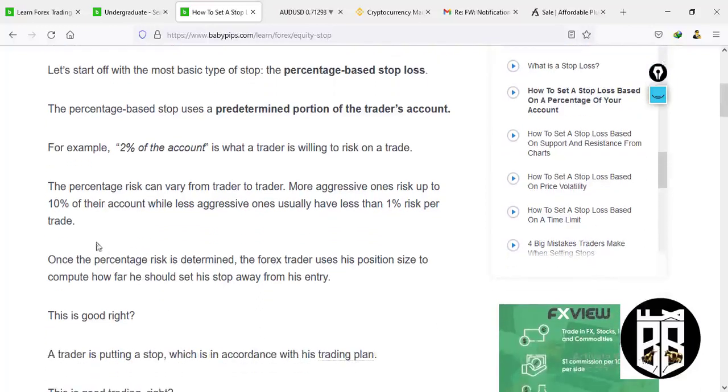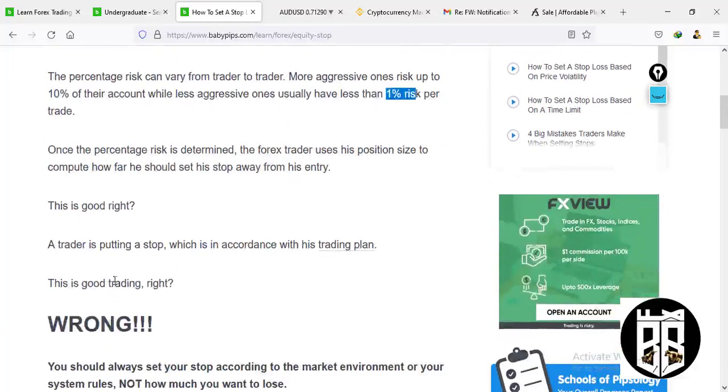Now mind you, some aggressive traders risk up to 10% of their account, while some less aggressive traders risk only 1% of their account per trade. So once the percentage risk is determined, the forex trader uses his position size to compute how far he should set his stop away from his entry. This is good, right? A trader is putting a stop which is in accordance with his trading plan. This is good trading, right?